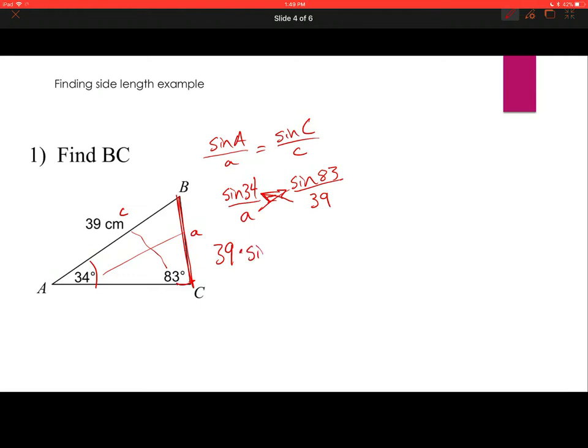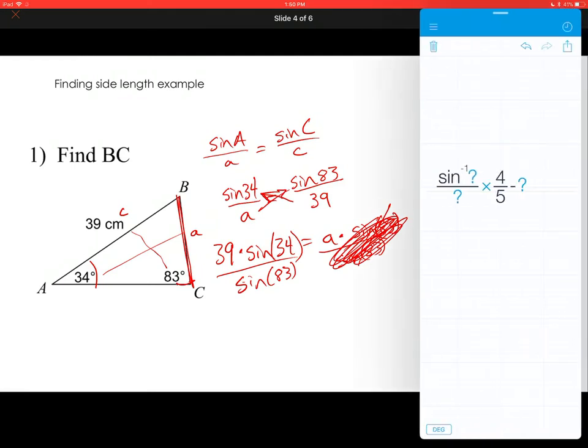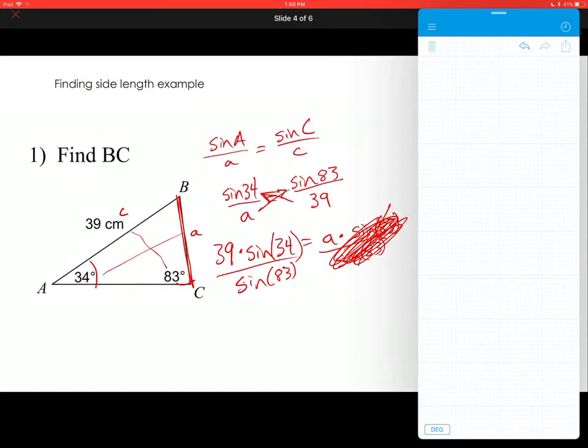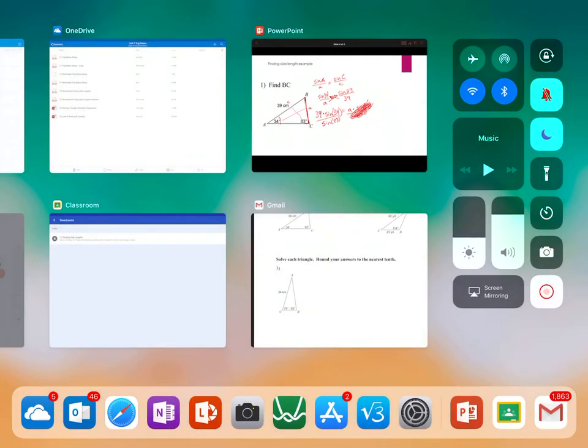Now I have an equation with one unknown. The unknown is a, so I'm going to cross multiply across here, and I'll get 39 times the sine of 34 is equal to a times the sine of 83. And I have to get the sine of 83 off of there, so I'm going to divide both sides by the sine of 83. So now, a is actually equal to 39 times the sine of 34 divided by the sine of 83. So I'll type that into my calculator. 39 times the sine of 34 divided by the sine of 83.